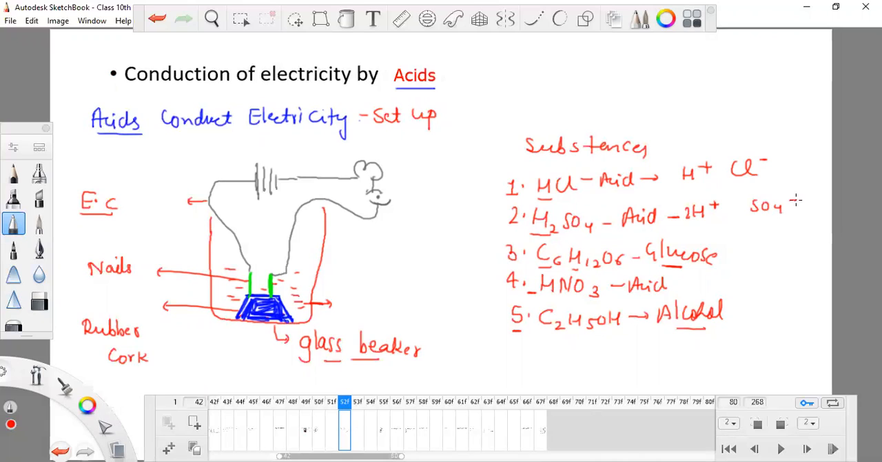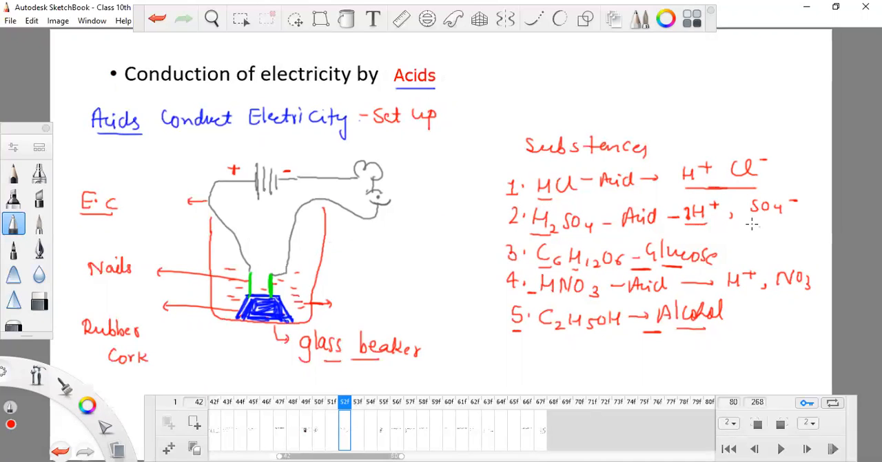Glucose is not an acid and alcohol is not an acid, and HNO3 again will break down into these forms. Now, in this beaker this acid will break down and form ions on this side. We know that in a circuit this side is known as the positive side and this side is known as the negative side. We know this. So in this circuit there will be these acids.